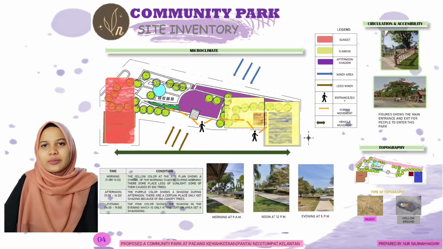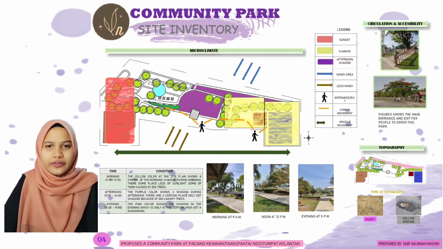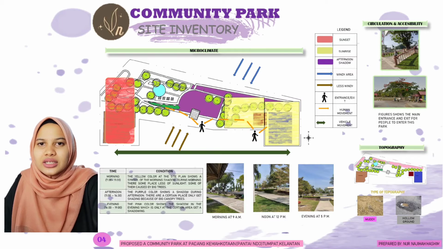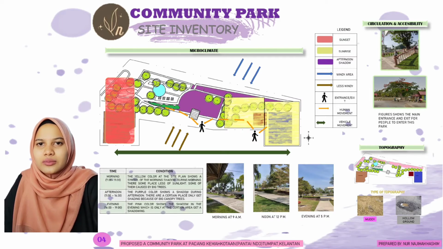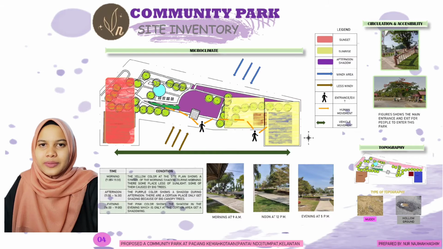So the time in the morning is from 7 a.m. to 11 a.m. The condition at the site is shown by the yellow color on the site plan, which shows the shadows during the morning. There are some places with less sunlight. Some of them are caused by big trees.